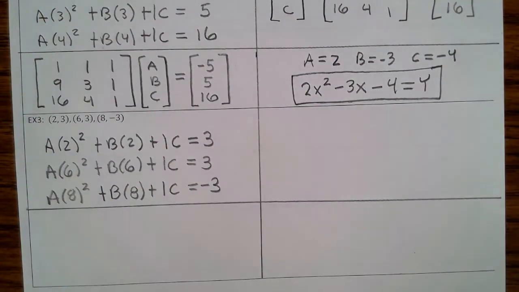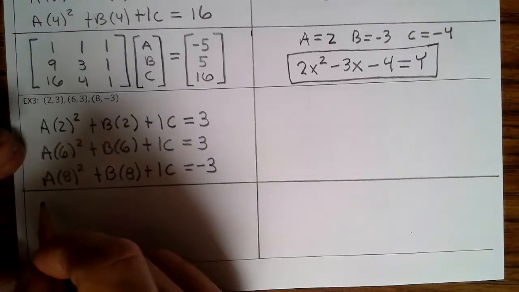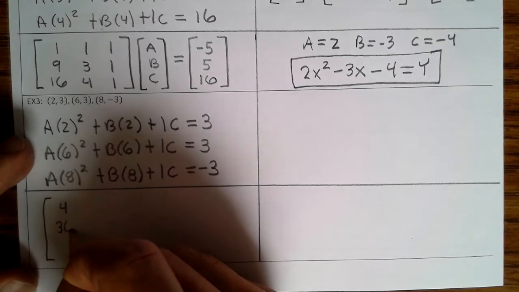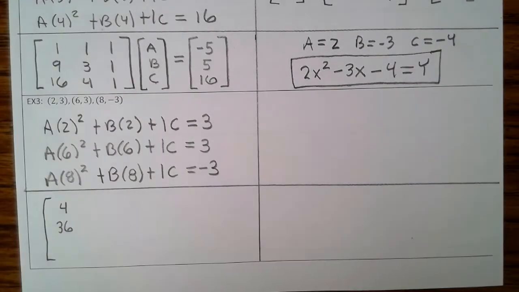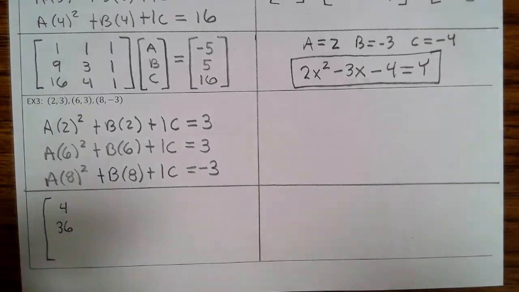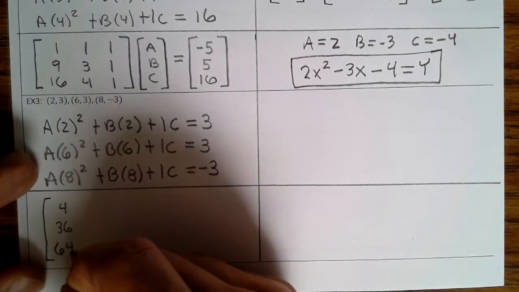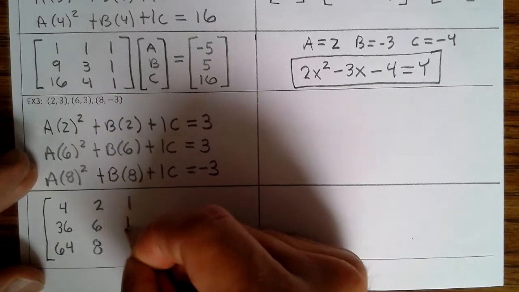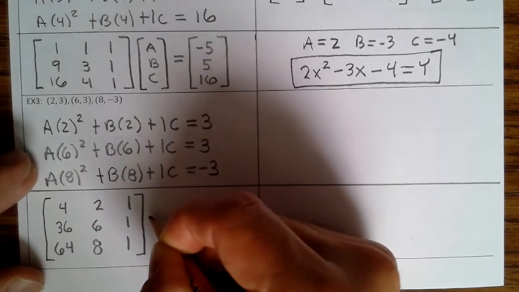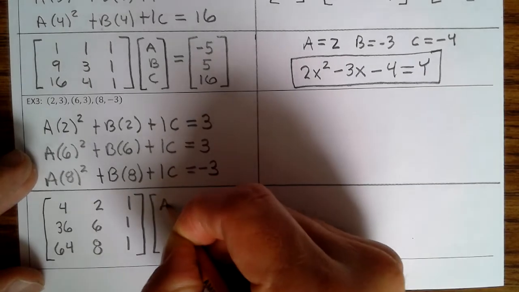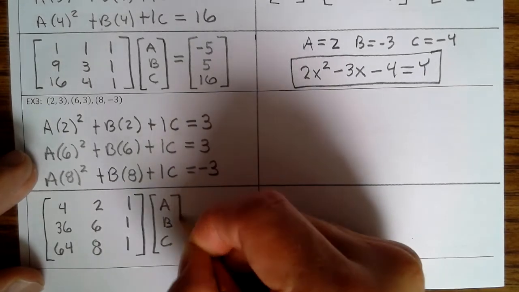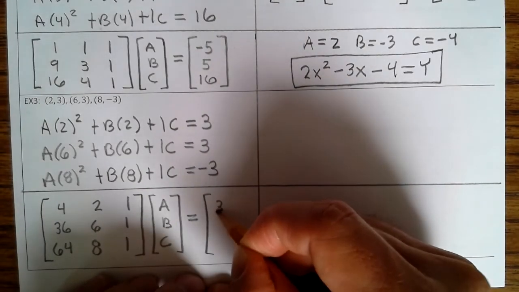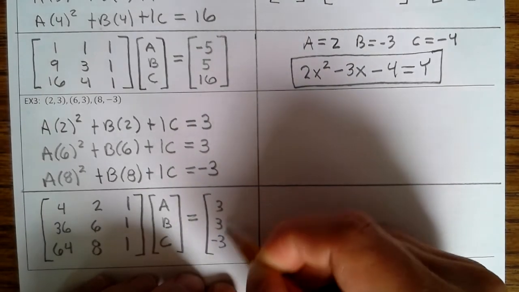Okay, now it's going to write Ax equals B. So that's 4, 36. And let me double check my calculator. 8 squared is 64. And then 2, 6, 8, 1, 1, 1 times ABC equals 3, 3, negative 3.